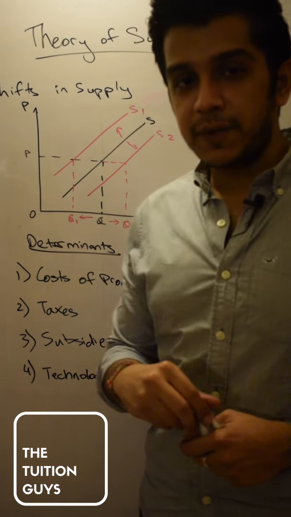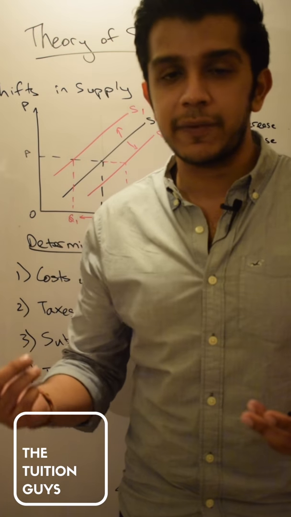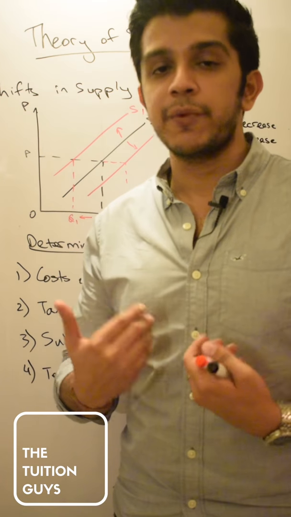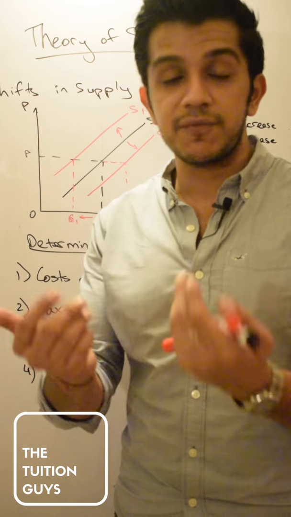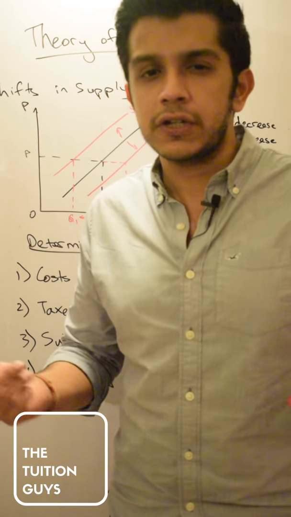Subsidies. Subsidies are basically a financial grant that's given to a firm or a producer of something. Now let's talk about agriculture. Let's say I'm a farmer and the government gives me a subsidy, they give me a grant, which means that now it's cheaper for me to make rice or cotton or anything.